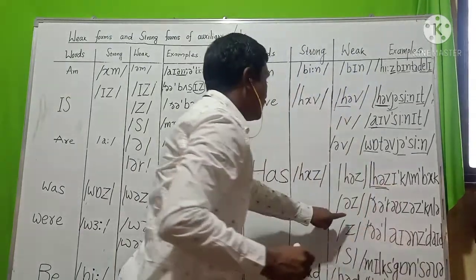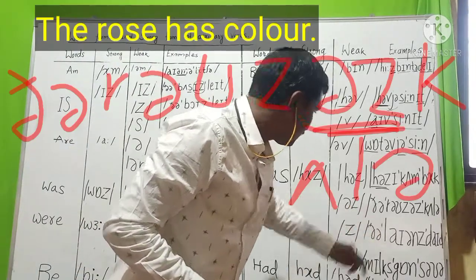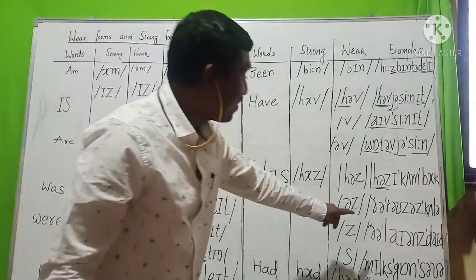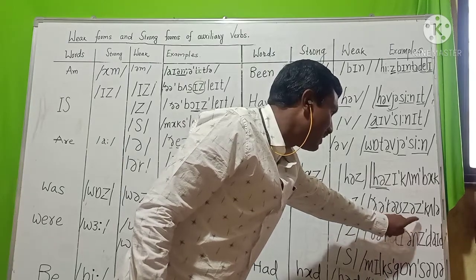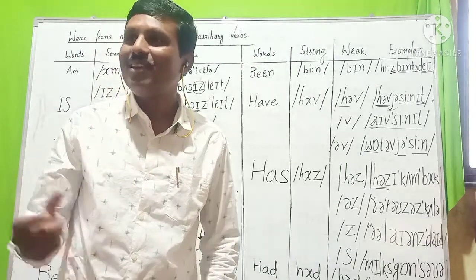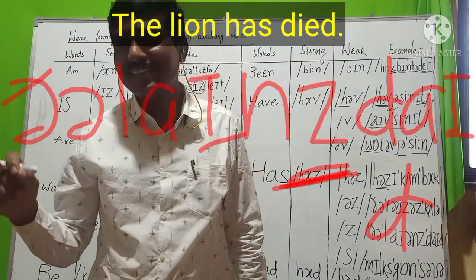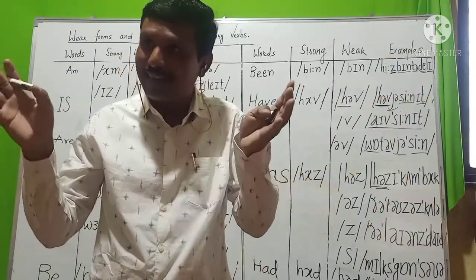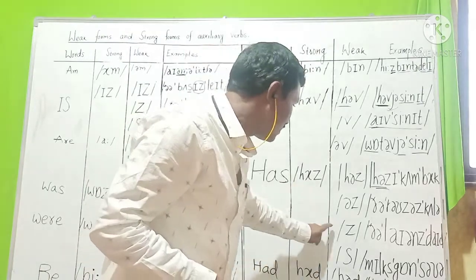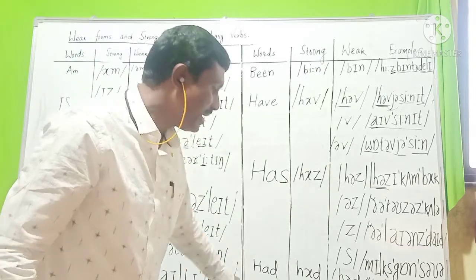Now, similarly, as in the middle of the sentence. The rose's color. The lions died. You know, lion? Tiger. The tigers died. The lions died. The foxes died. So sometimes has is pronounced as z.